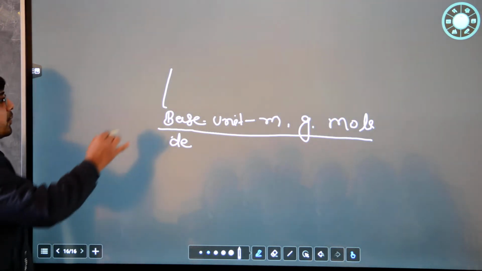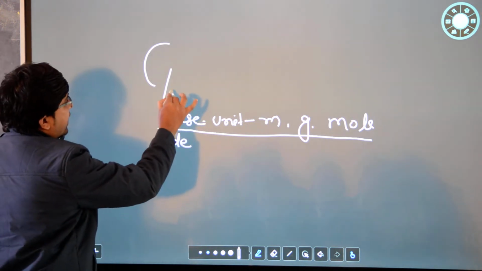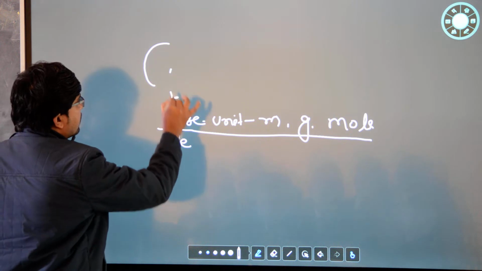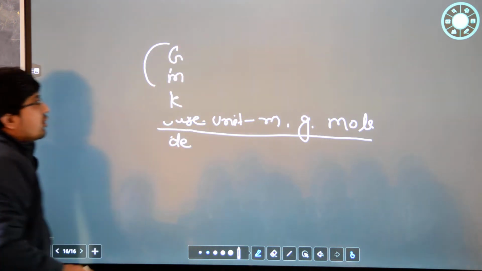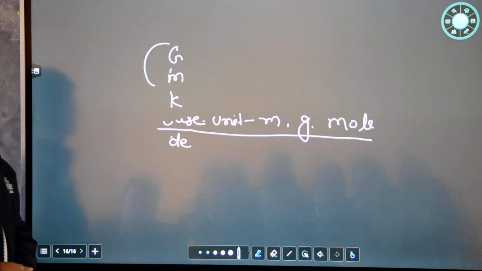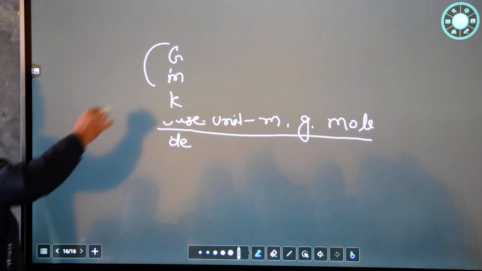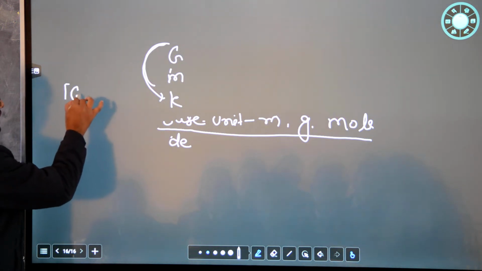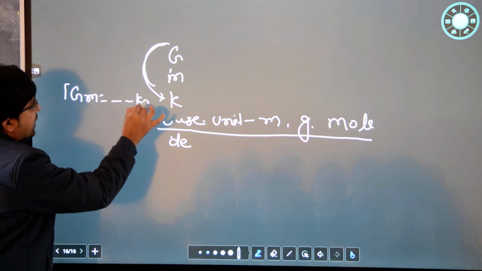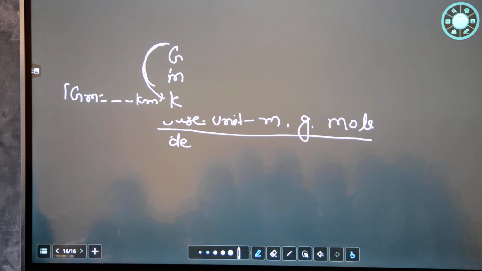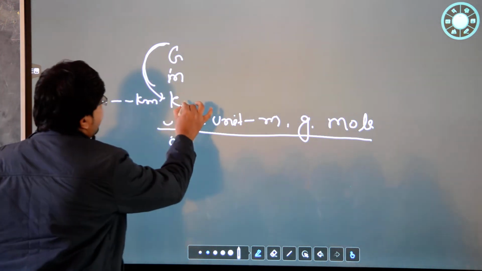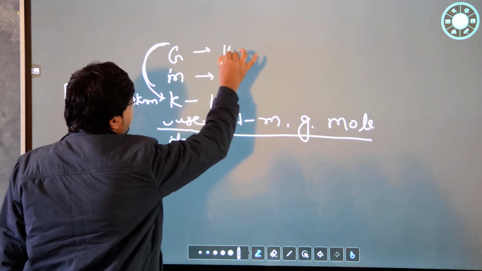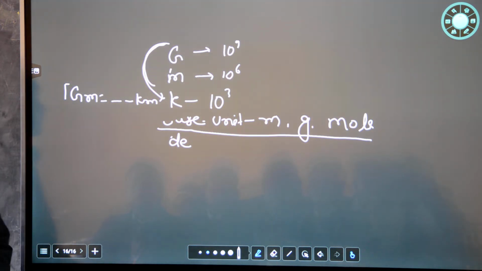So the first rule: when we move from one factor to another, suppose here kilometer, megameter, gigameter; kilo, mega, giga. When we move top to bottom, for example 1 gigameter equals dash kilometer, what happens to the factor value? First we know these factor values: 10 to the power 3, 10 to the power 6, 10 to the power 9.